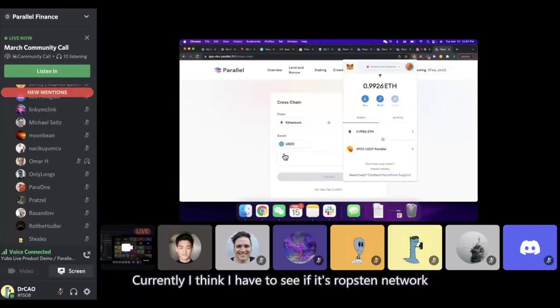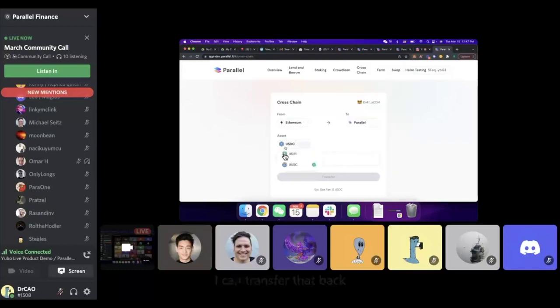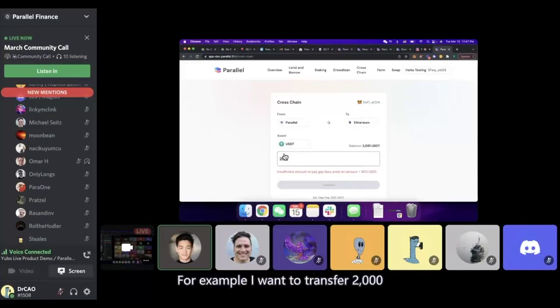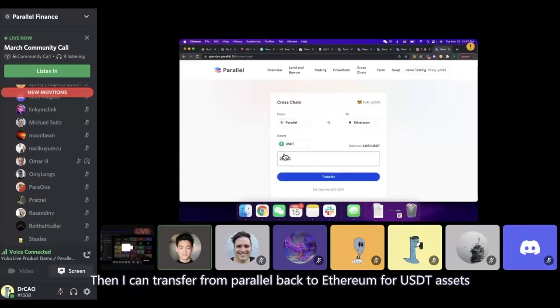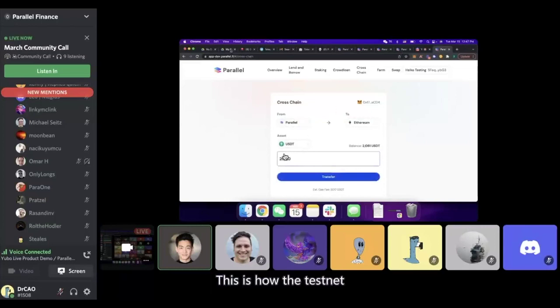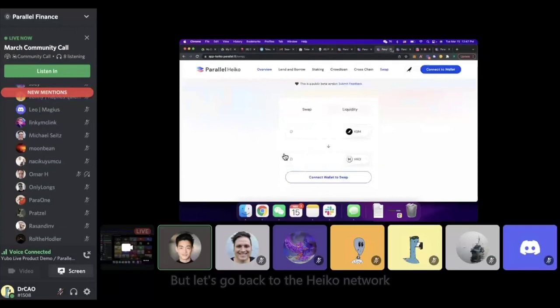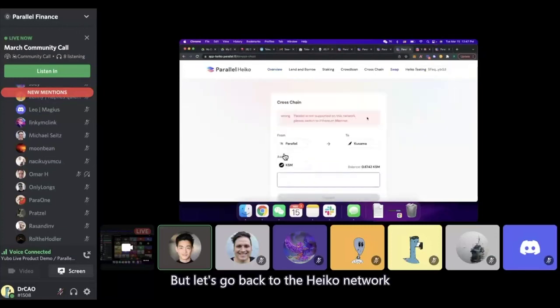Currently, I think I have some Raspberry network. I can transfer that back, or I can transfer that in. So this is how that works. For example, I want to transfer 2,000, then I can transfer from Parallel back to Ethereum for the USDT assets. This is on a testnet. We haven't launched that, but let's go back to the Heiko network products.